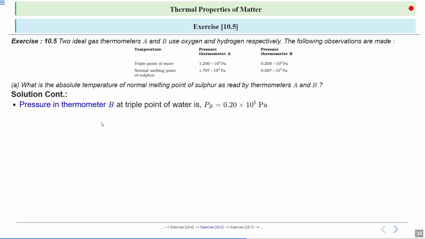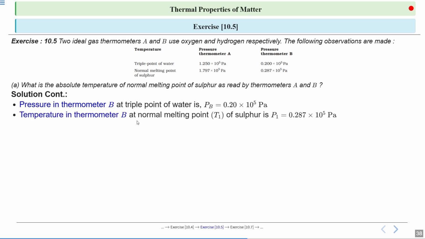Pressure in thermometer B at the triple point of water is Pb equal to 0.20 into 10 raised to the power 5 Pascal. Pressure in thermometer B at the normal melting point T1 of sulfur is P1 equal to 0.287 into 10 raised to the power 5 Pascal. According to Gay-Lussac's law, pressure is directly proportional to temperature. So we can say Pb upon T equal to P1 upon T1. So T1 equal to P1T divided by Pb.